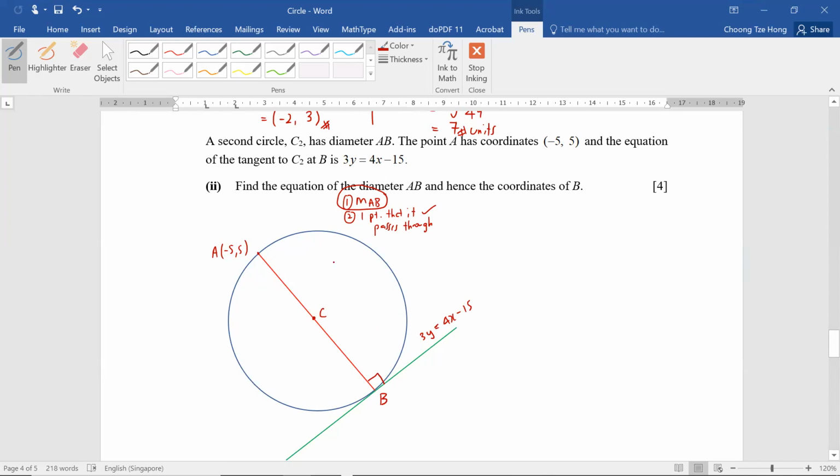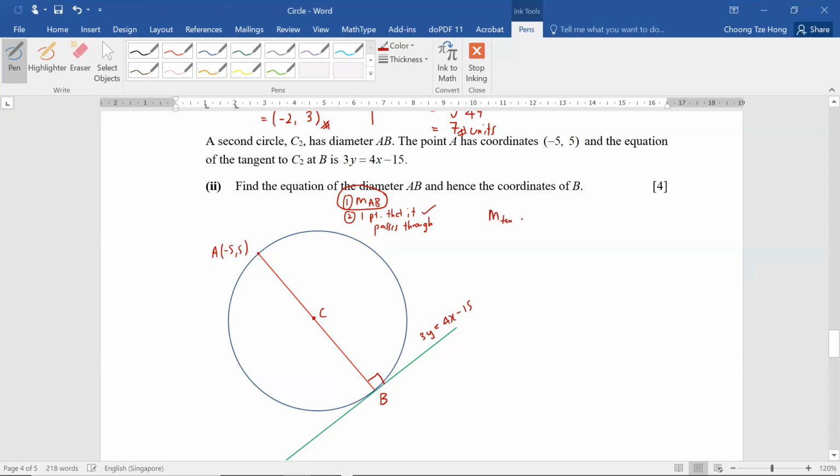Moreover, you also learn this property called tangent perpendicular to radius. So CB is now the radius also, right? BC is also the radius. So the radius will be perpendicular to the tangent, and this is an important thing in order to allow us to find the gradient of AB. Since AB is perpendicular to the tangent, when you multiply the product of their gradients, you should get -1. We are going to make use of that to find the gradient of AB. So let's start with the working.